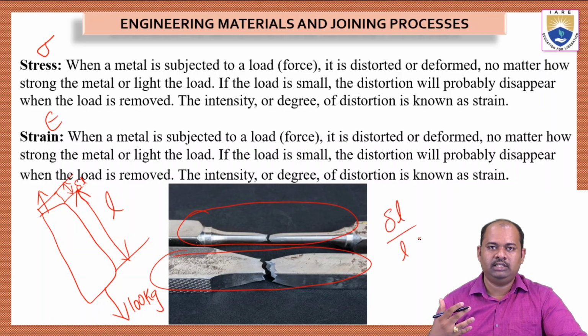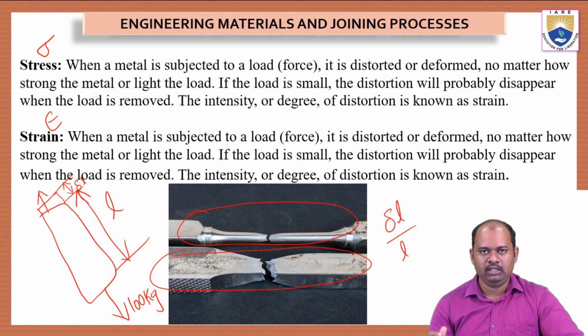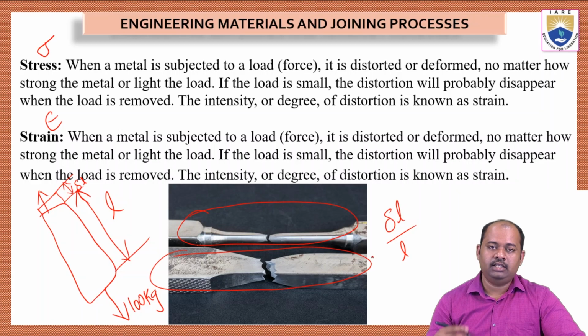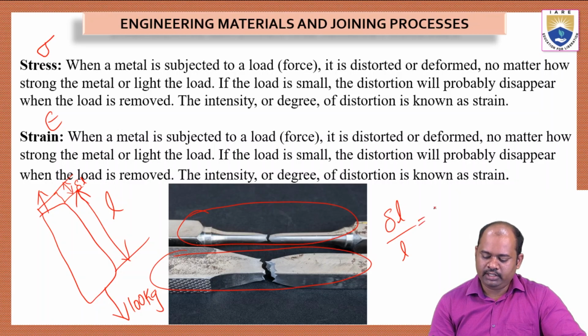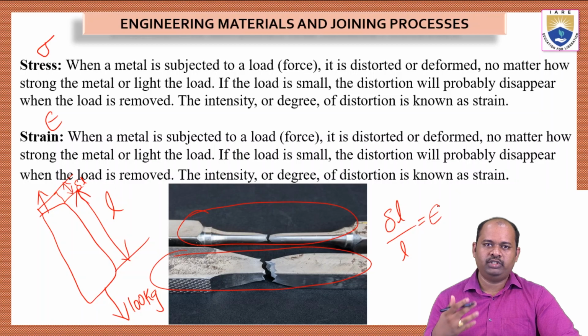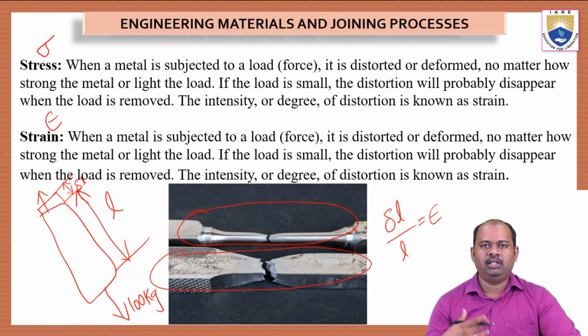Delta L is the change in length of the body after application of the load, and L is the length of the body initially, before applying the load. We have to take this ratio, and this is called strain. So strain is the change in length divided by the original length of the body when a particular load is applied on it before failure. We are going to observe this change in length only before the failure.